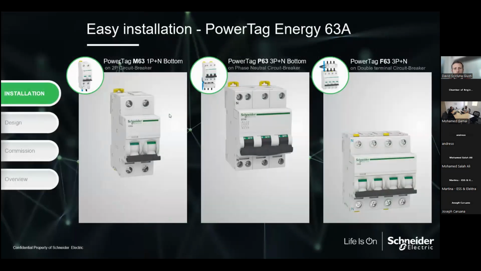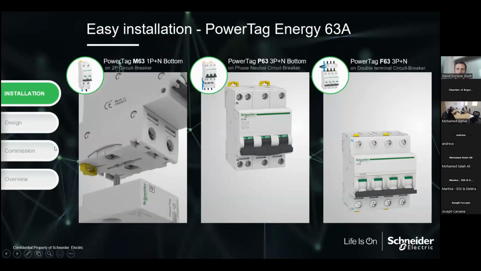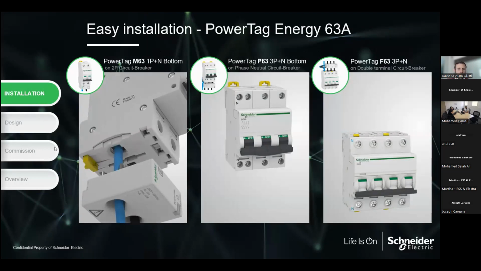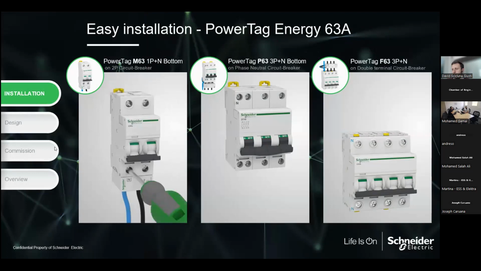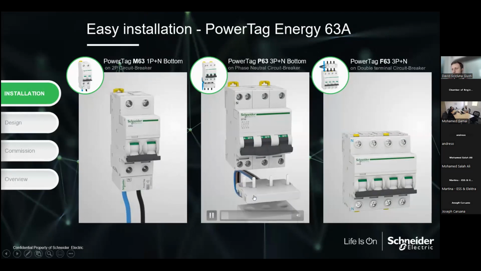So here are some videos regarding how easy it is to install the power tag on our products, or even on non-Schneider products. The first level of the power tag is called power tag M, which is for Schneider products. It's easy: you just pass the cables through it and tighten the screws, and that's it. And it will communicate wirelessly by Zigbee communication to a test concentrator.